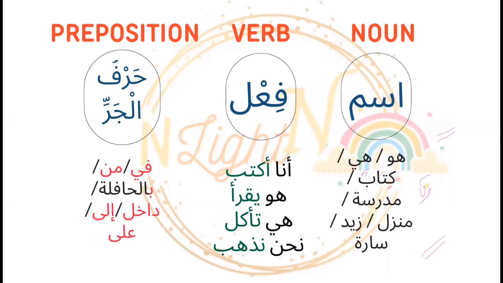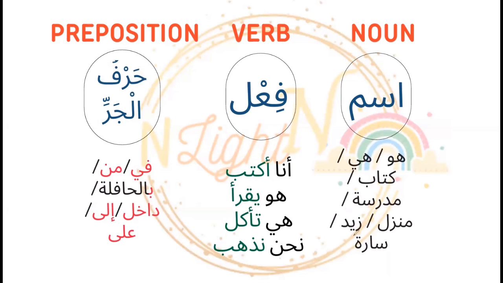When we want to be specific, when we are talking about a particular school, at that time we will say al madrasa because al means the. So whenever al comes in front of the noun, that final un will be changed to u. So when we speak, we are going to say al madrasatu, which means the school. All right. So huwa, he, hiya, she, kitabun. Kitabun means a book. Madrasatun, a school. Manzilun, a house. Zaid, name of a boy.